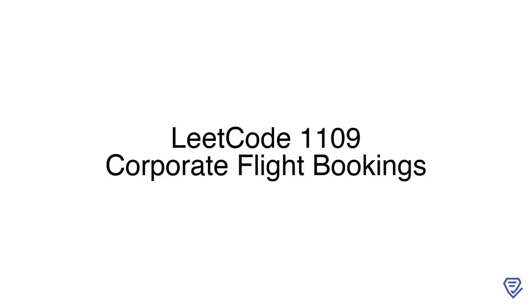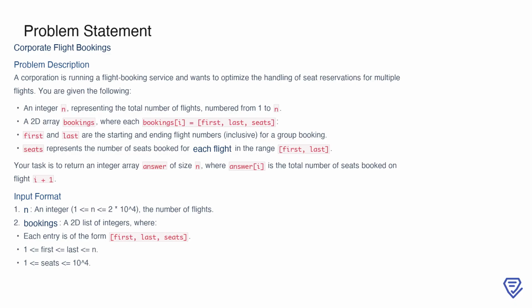Let's dive in. In this problem, we are dealing with a corporate flight booking system where we need to manage seat reservations across multiple flights. The input includes an integer, n, which represents the total number of flights, numbered sequentially from 1 to n.